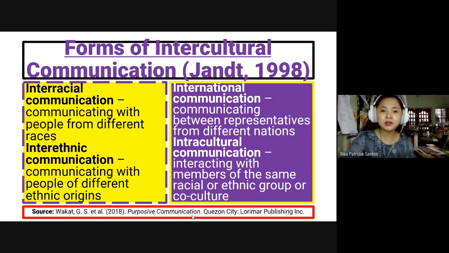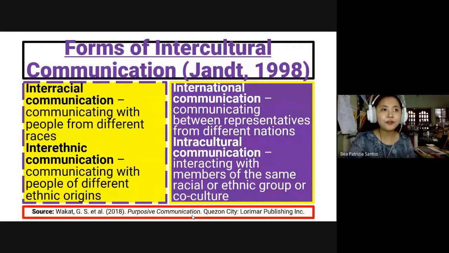Before we read on the four forms, kindly think about what is the difference between race and ethnicity. Please type your ideas about it on the chat. Again, what is the difference between race and ethnicity? Let's go back to that later.